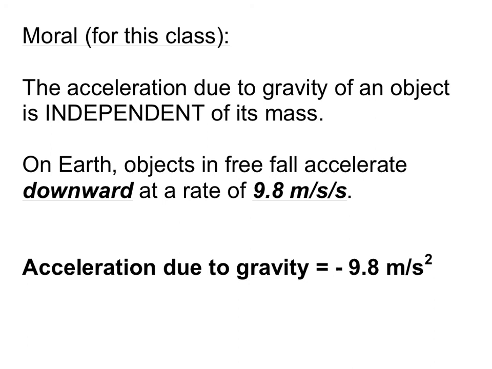Also, on top of this, we have this very important idea that the acceleration due to gravity of an object is independent of its mass. You'll recall from the previous slides that the golf ball and the tennis ball had very different masses, and yet they were very similar in acceleration. So that's one conclusion and one moral for this lab: mass has nothing to do with your free fall acceleration. And also we have this new constant, where we can say that the acceleration due to gravity is negative 9.8 meters per second squared.